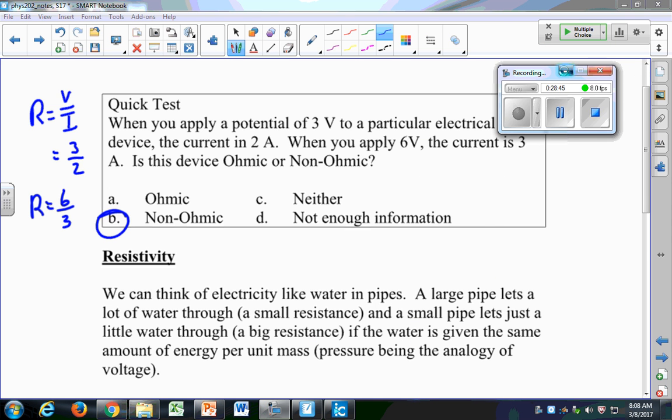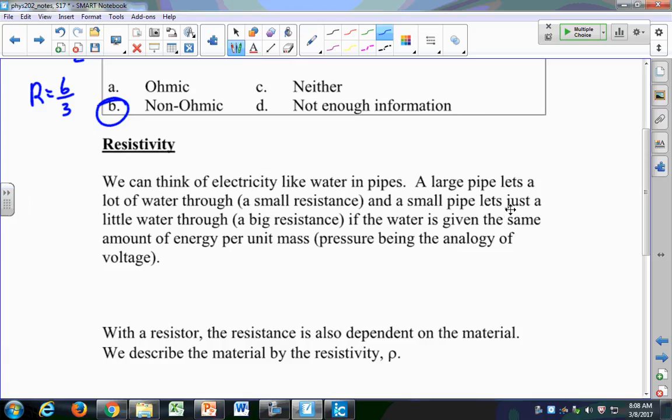All right, let's look at resistivity. So we define resistance in a couple of ways. We define resistance as R is equal to V over I. But we can also define resistance kind of like what we did with the capacitors. Remember we had the capacitors? The capacitance was Q over V. And then we also define the capacitance as epsilon naught A over D based on the geometric properties of the capacitor. We're going to do exactly the same thing with the resistor.